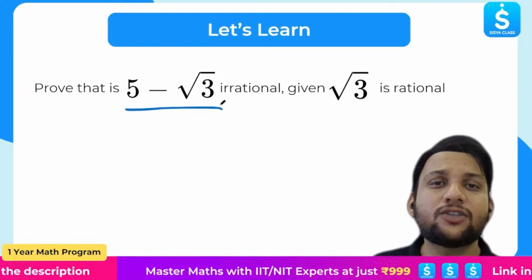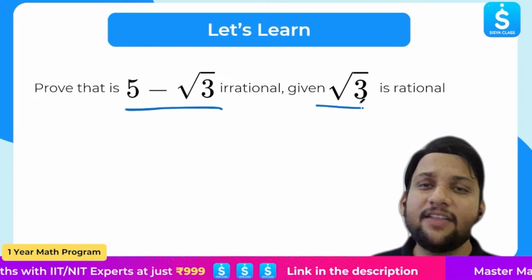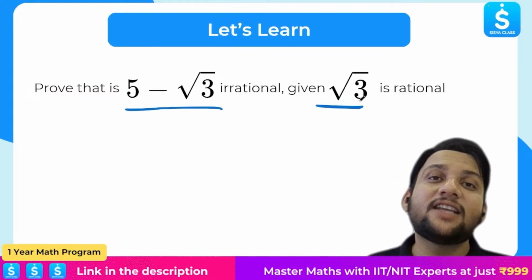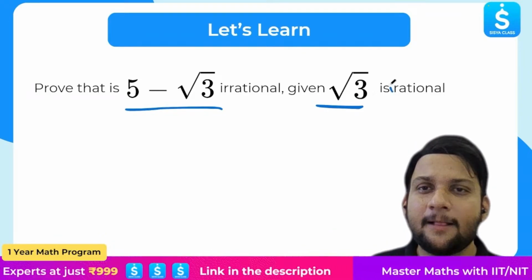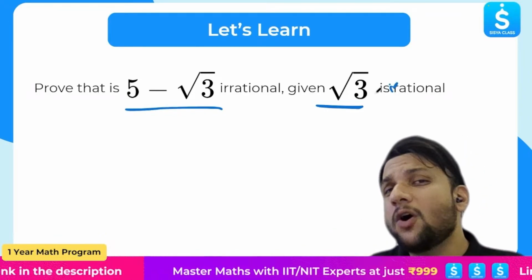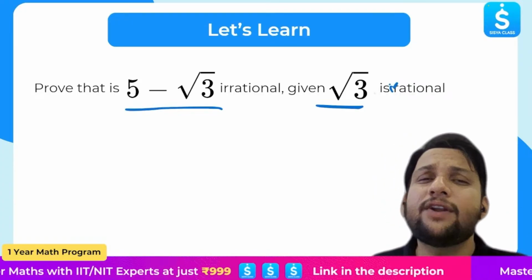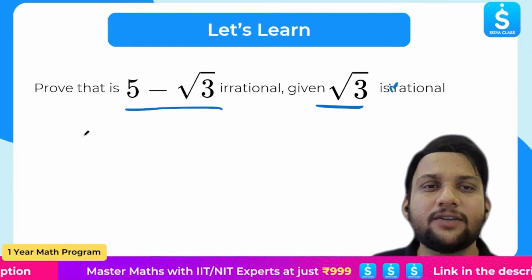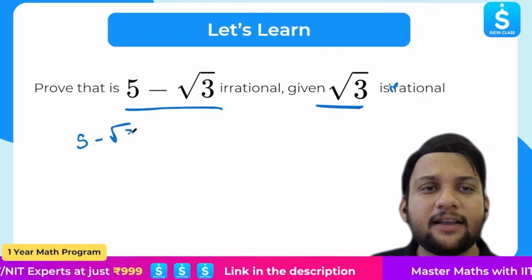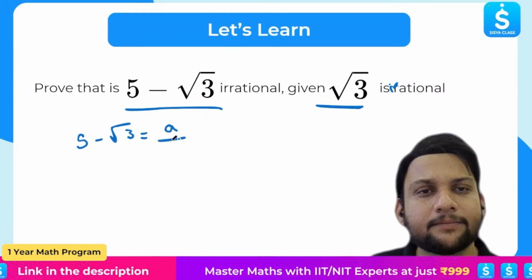Let's move to one more type of question that you can get. Prove that 5 minus root 3 is irrational given that root 3 is irrational. So what is given to us? Root 3 is already given as irrational. We have to prove that 5 minus root 3 is also irrational. Now, how will I do it? Again, the same method of contradiction. What will I write? 5 minus root 3. This time, I will write it as a by b.